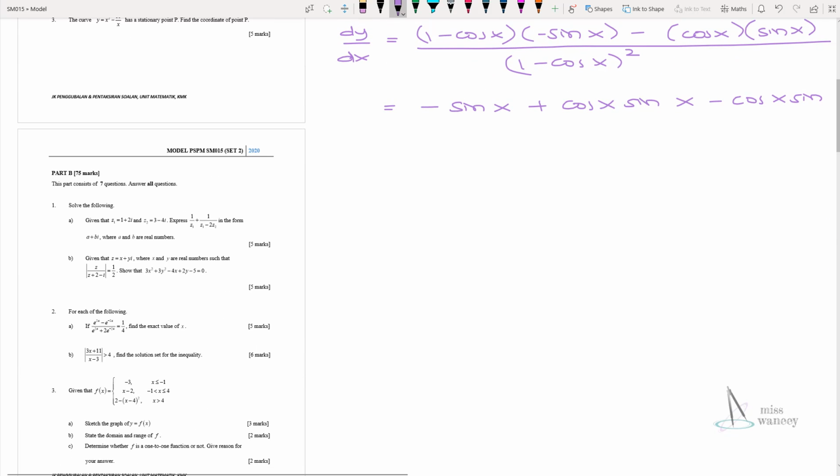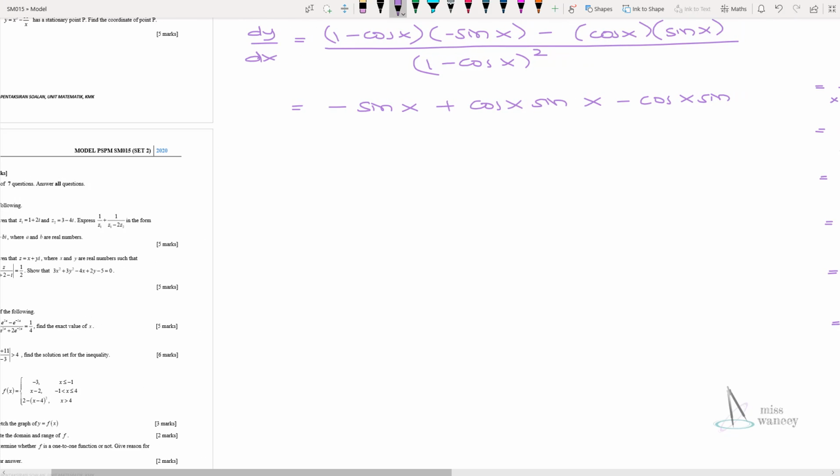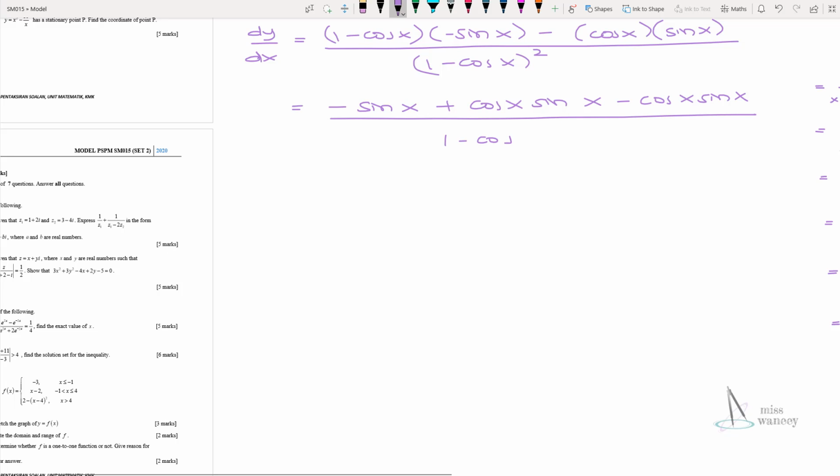Okay, let us move a little bit. Sin x over 1 minus cos x square. So you simplify your numerator. We can see something that can cancel, so we cancel. What we have left is simply negative sine of x over 1 minus cos x square.